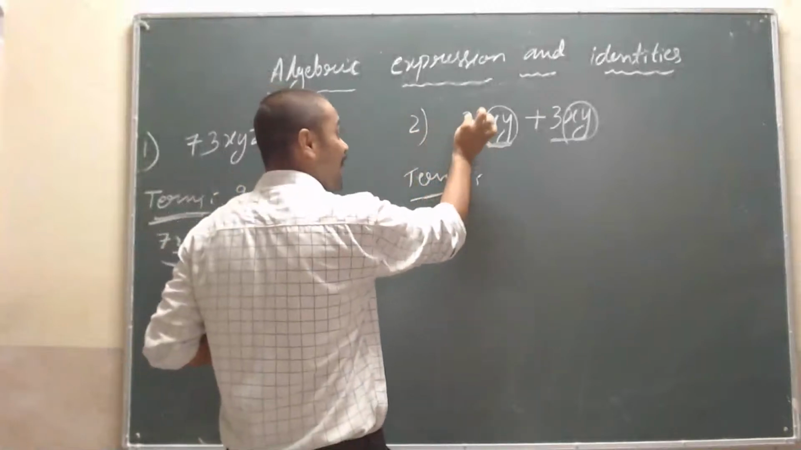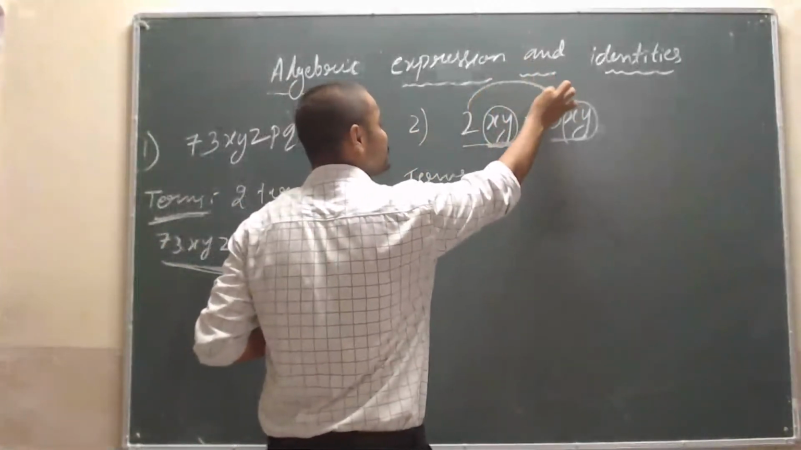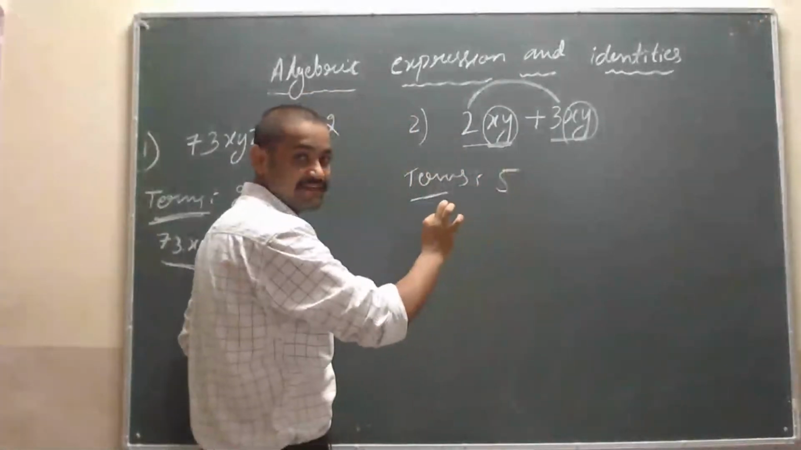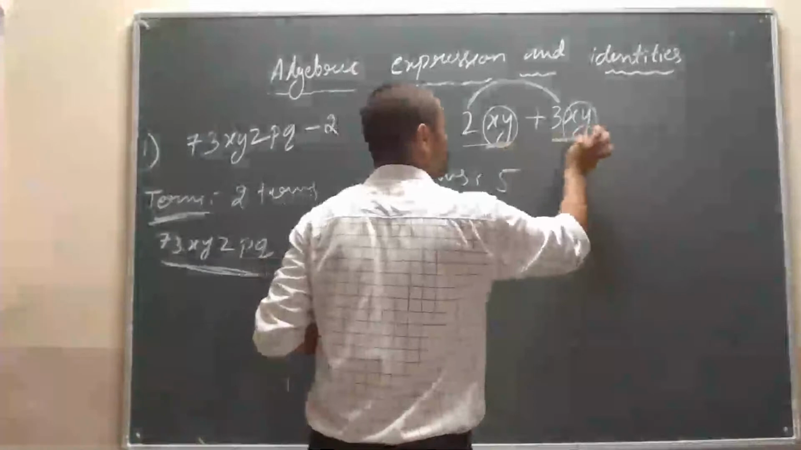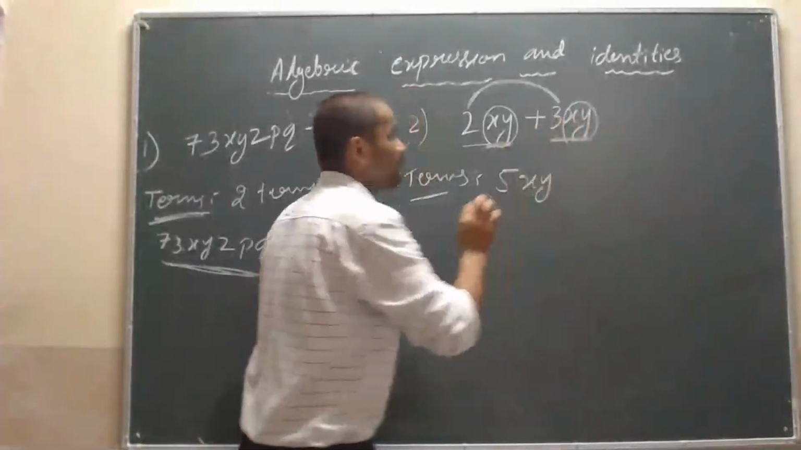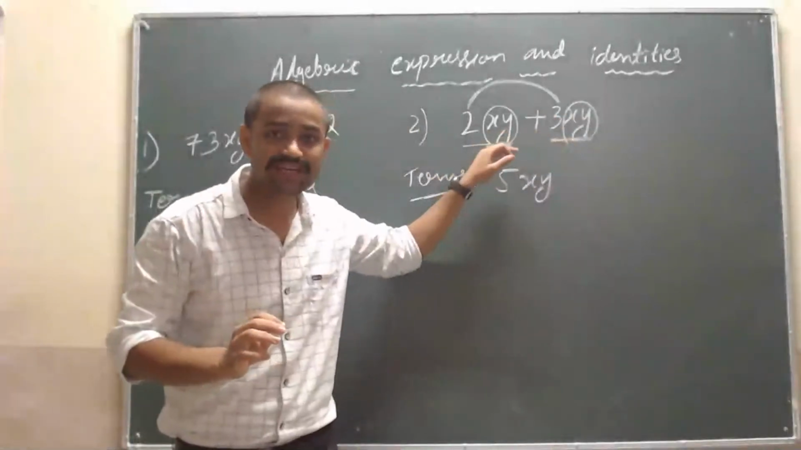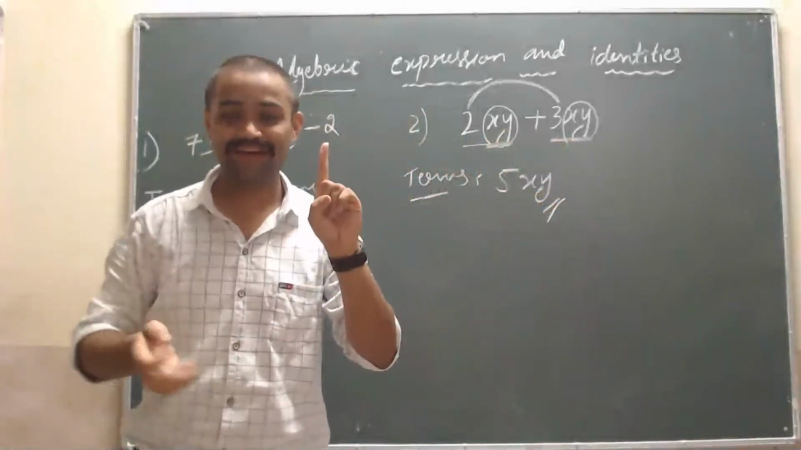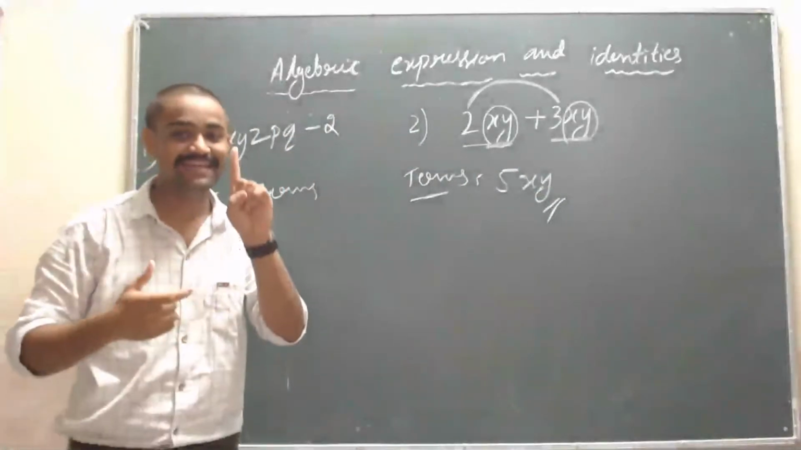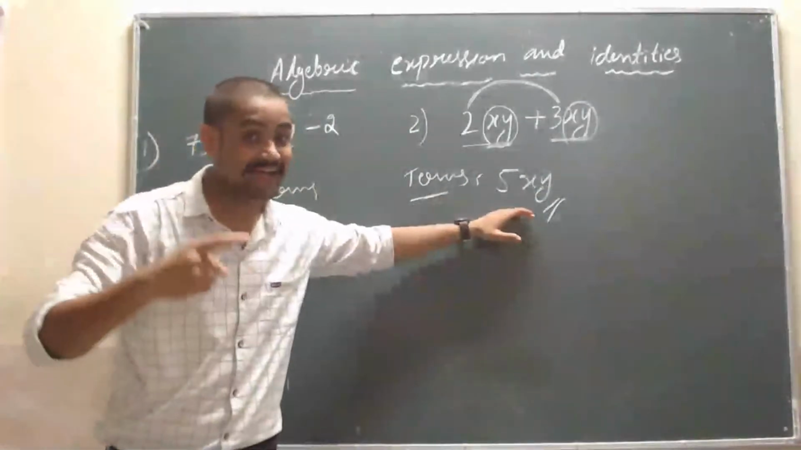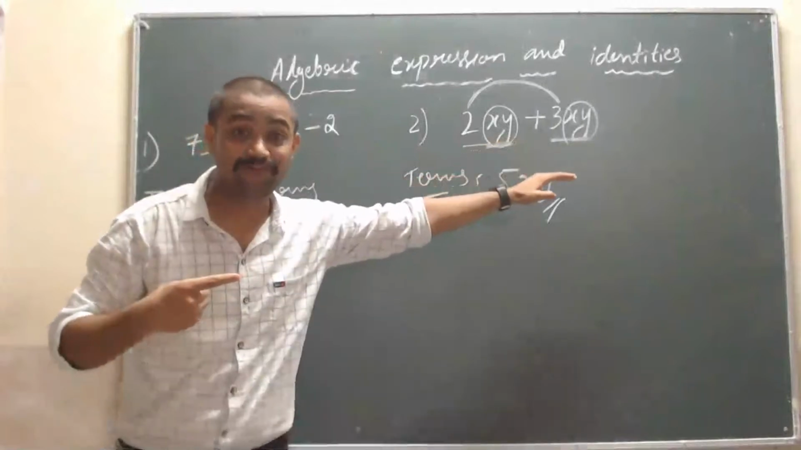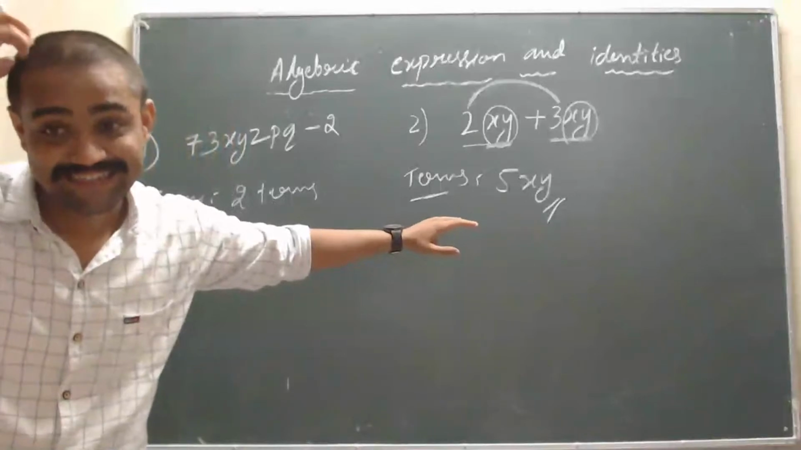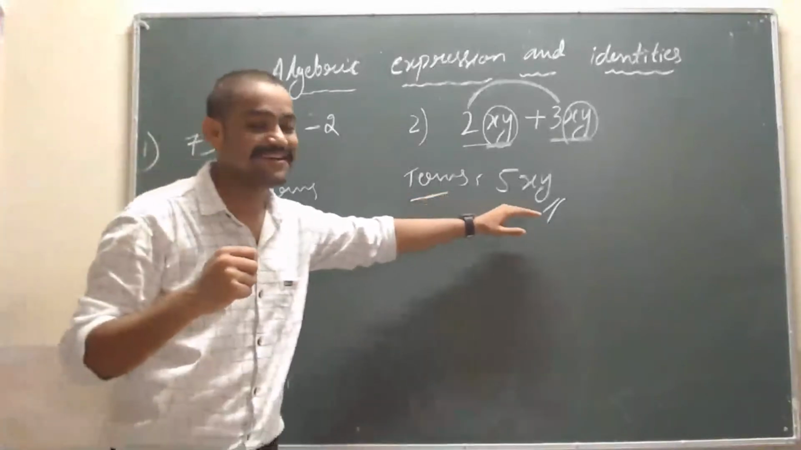See here, 3 plus 2, or 2 plus 3, it becomes 5. Then we have to keep these variables the same. How many xy are there, sir? 5xy. Now the terms are only one. A little twist: how many terms are there? Very good, student. I have told you, after solving this, how many terms will become? That is one term, student.